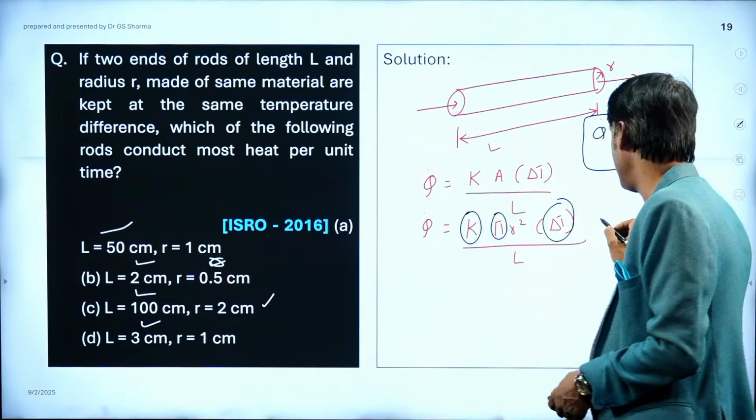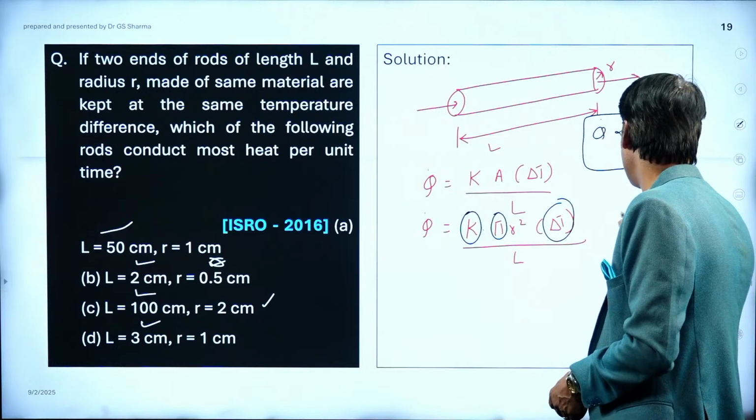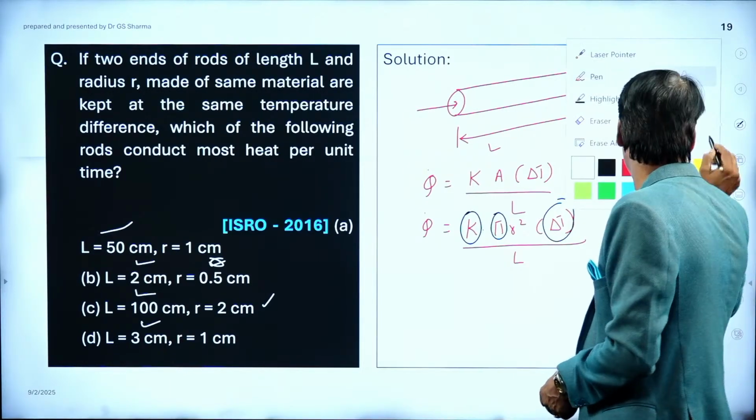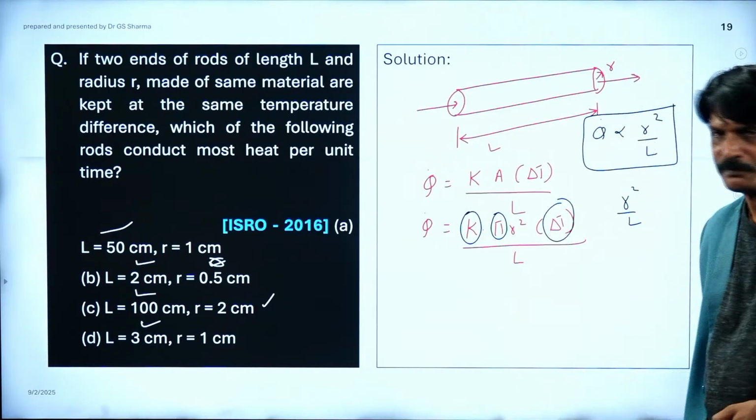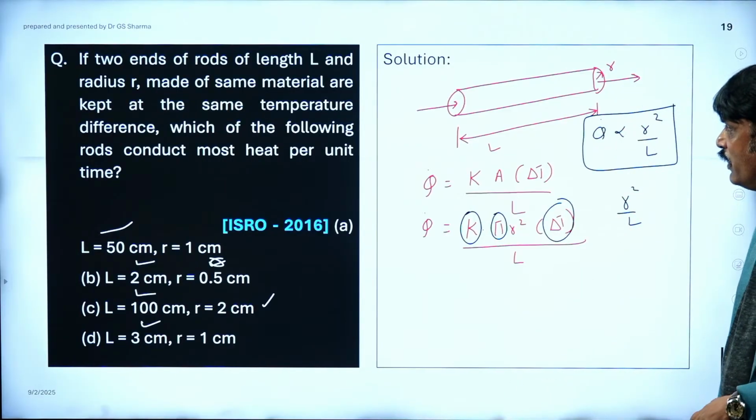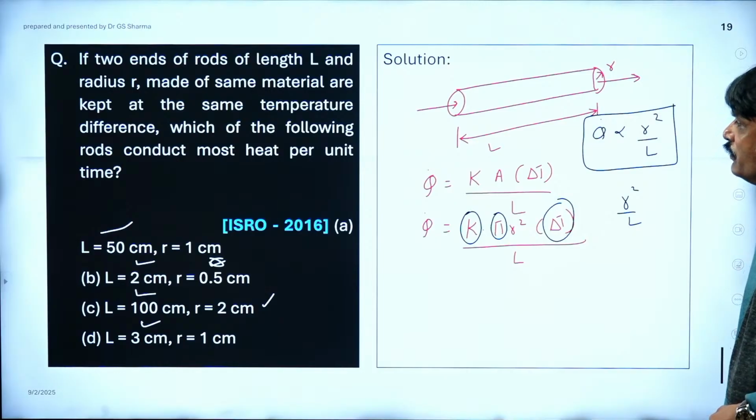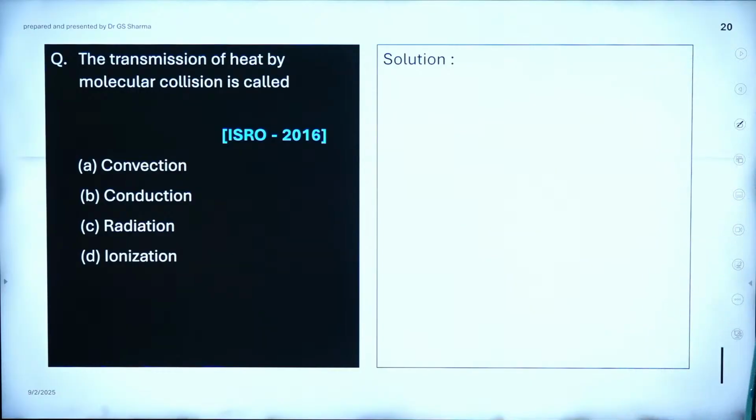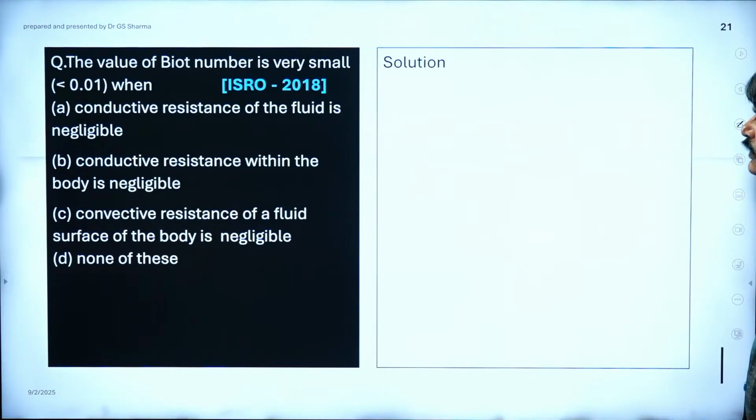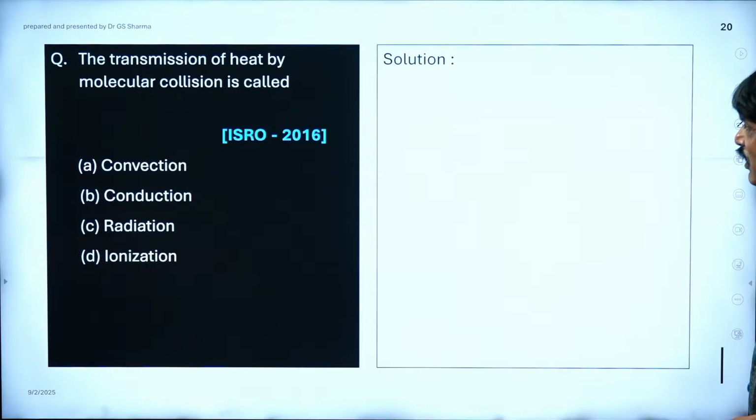So the metric is proportional to R square divided by L. Then, transmission of heat by molecular collision is conduction. This is by conduction.